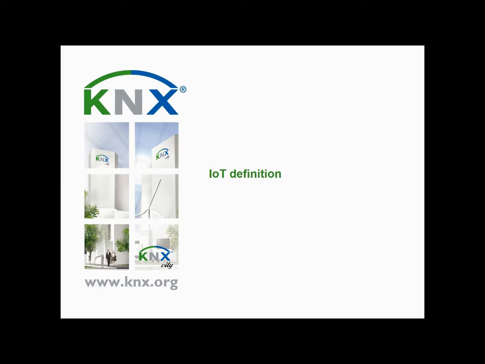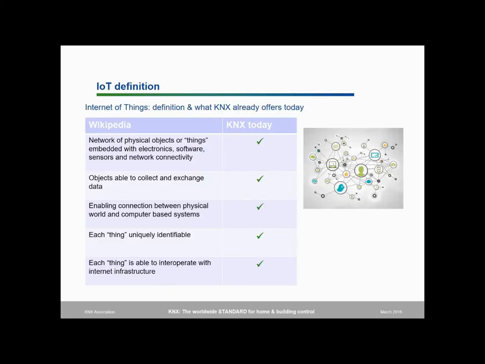So let's start with the IoT definition. So here we see the IoT definition according to Wikipedia. And then we will compare that with the technology that we have already today with KNX. So that is even before KNX IoT. So again, according to Wikipedia, first of all, what we need is a network of physical objects or things embedded with electronics, software, sensors, and network connectivity. And that's what we already have in KNX today. So that's a check.